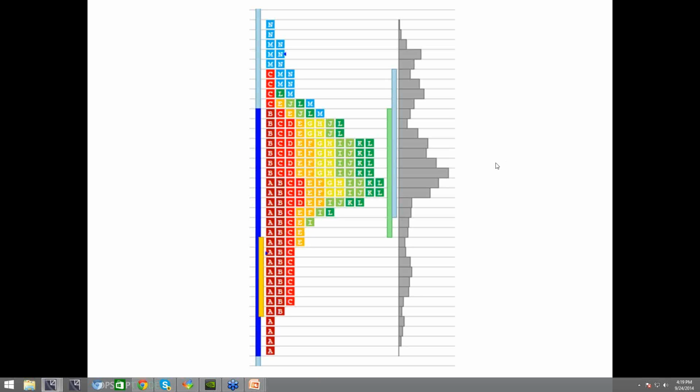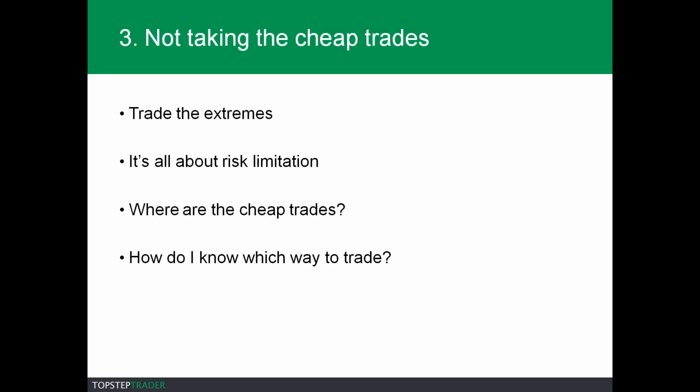Okay, just a few, and I'm not in a hurry. Not taking the cheap trades. That's what I did today, and it was a mistake. But you know what it cost me? It cost me 10 ticks. And the breakout made me a lot more than that. I find that sometimes when you are trading the extremes, especially in a day that is trading in balance, similar to the profile that we've been looking at in the slides here, trading the extremes is sometimes difficult.